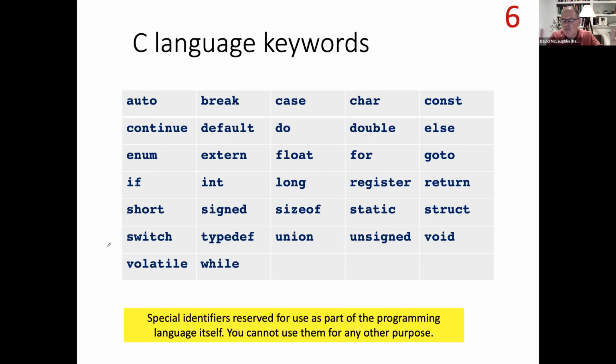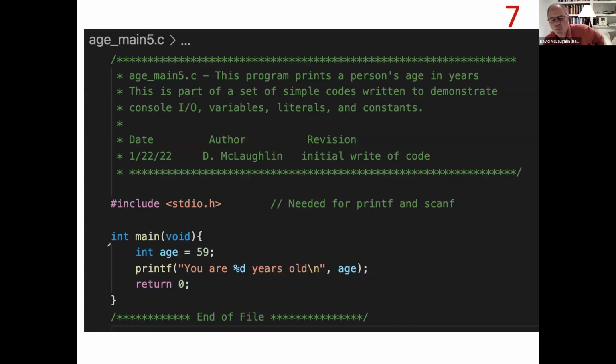We'll turn them red as we talk about them. And once we've done that, we will have finished our crash course on C. So I'll be coming back to this list. I want us to start out with this simple program right here. I called it age main 5. It's because it's a set of five programs.